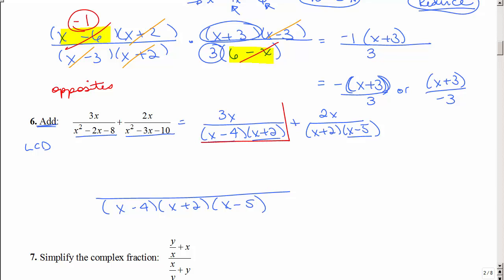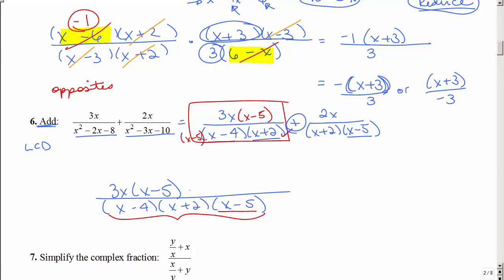So let's look at this fraction. What part of the denominator, between here and here, what's missing? The x minus 5. So really I'm going to multiply the bottom by x minus 5 to make it match, which means I have to multiply the top by x minus 5. So I have 3x times x minus 5. And I have plus, and I'm going to do the same thing here. If I look at this and compare it to this denominator, what does it not have? The x minus 4. So I would multiply by x minus 4 on top and bottom.